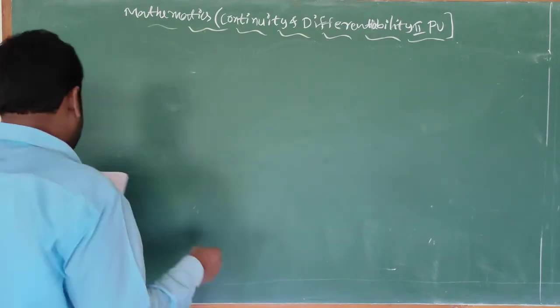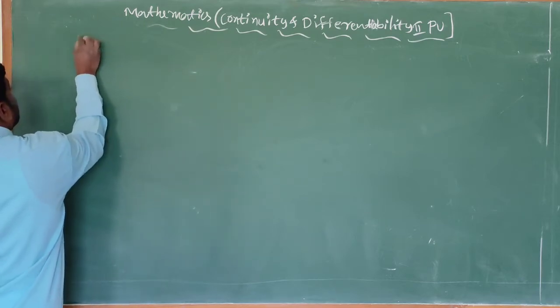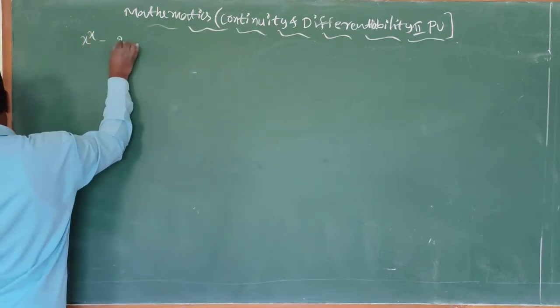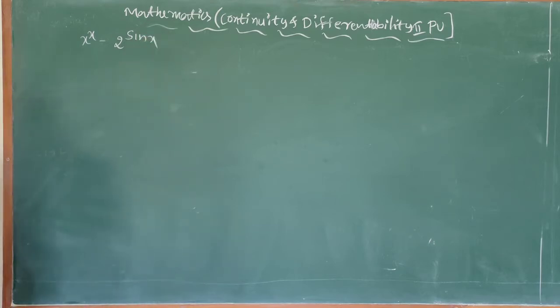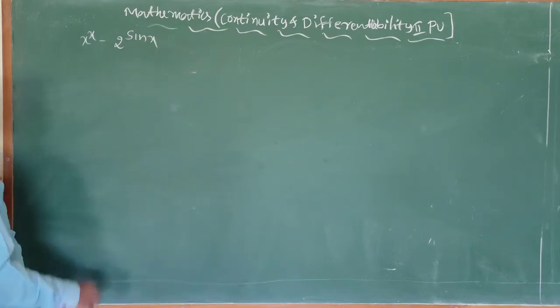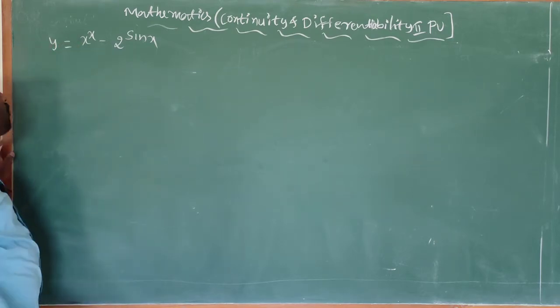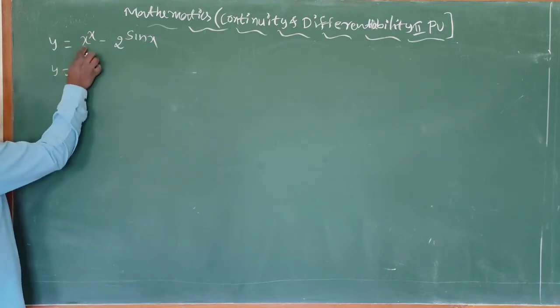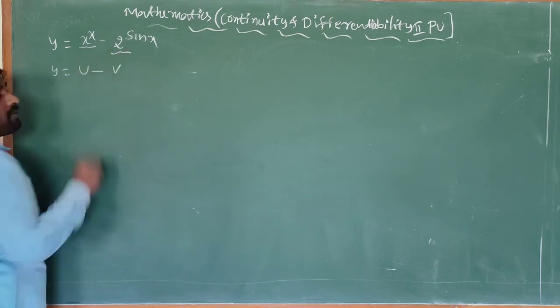Next problem is y is equal to x to the power of x minus 2 to the power of sin x. So this one how we can differentiate? So this one I will denote as y. y is equal to, this one I will denote as u, this one I will denote as v.